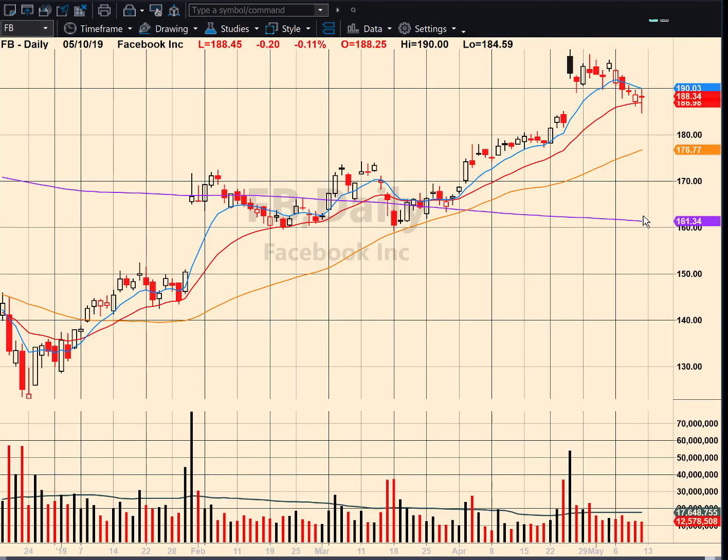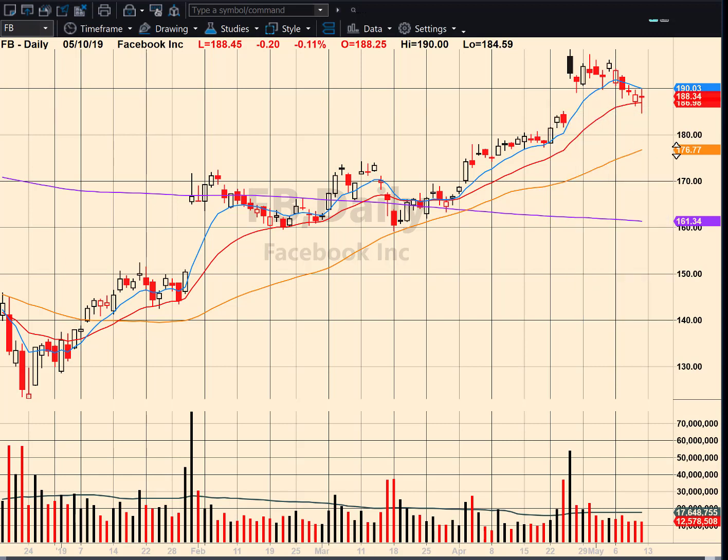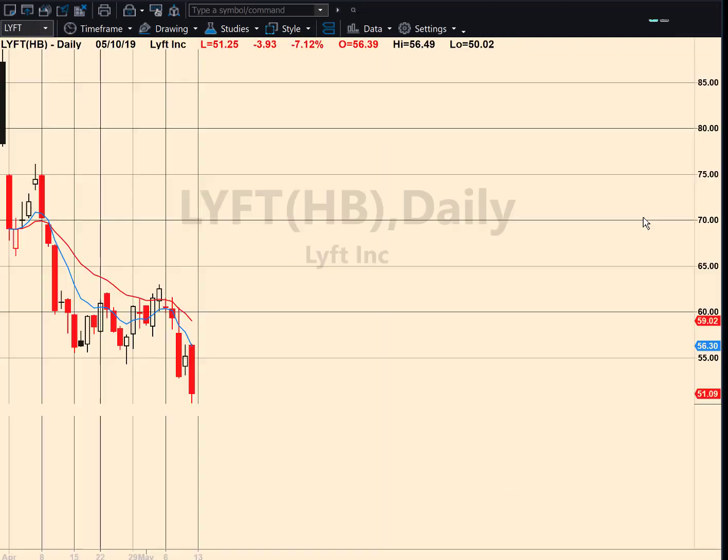How about Facebook? Sort of an orderly decline right now. It's done a gap fill on Friday. So if this thing gets back above the 8-day, that's bullish. This could still be viewed as a bull flag: flagpole, and then flag. Just watch the 20-day below there, target 50, target 200. And then we'll take a look at Uber and Lyft, if I can spell.